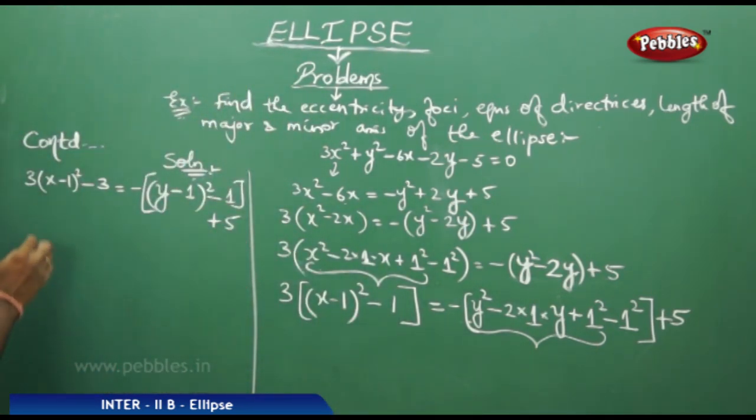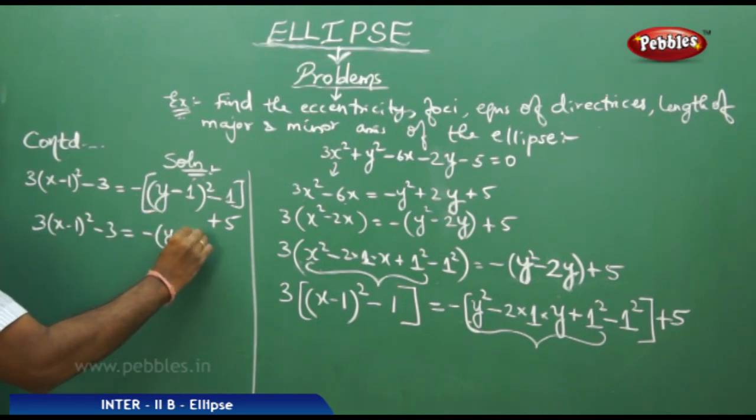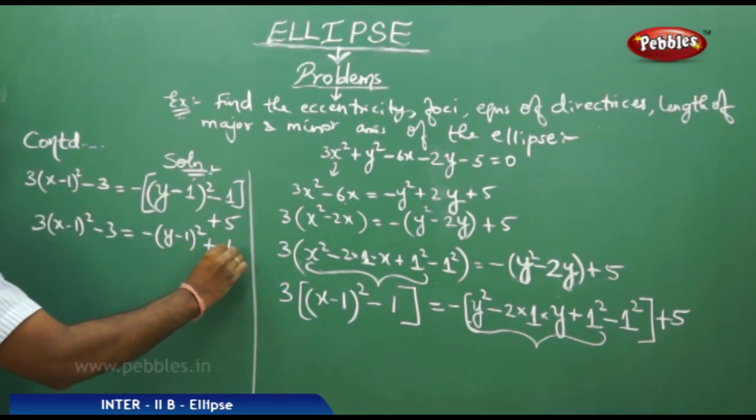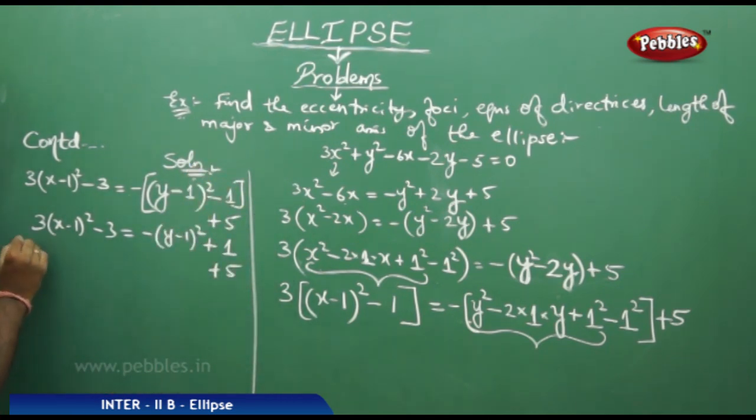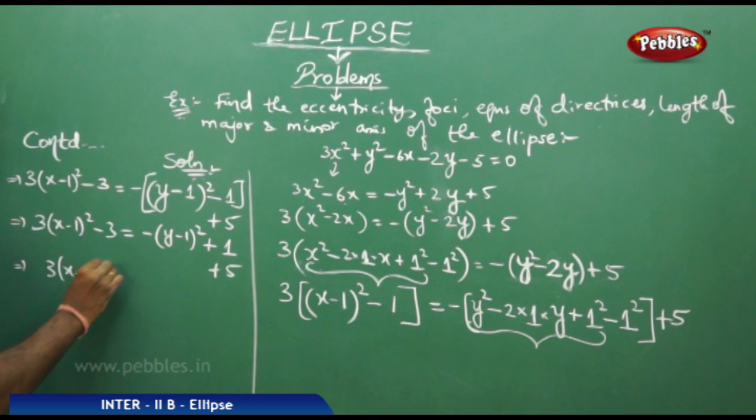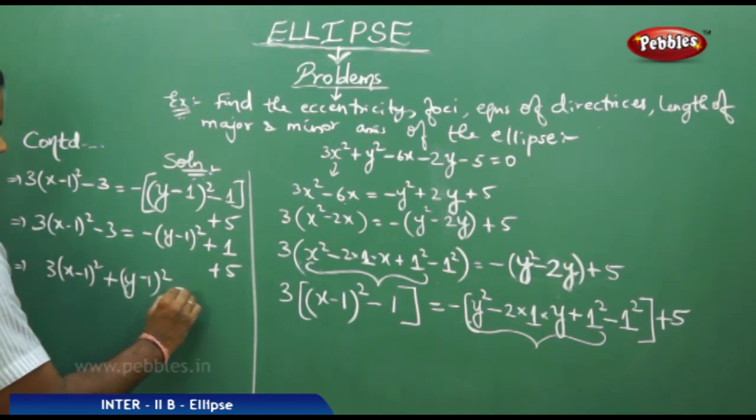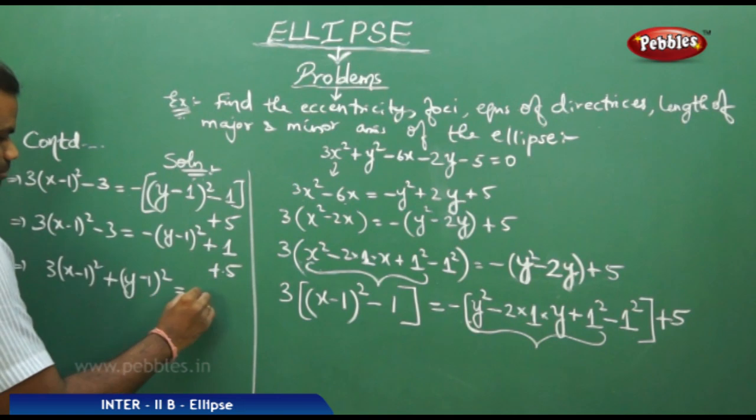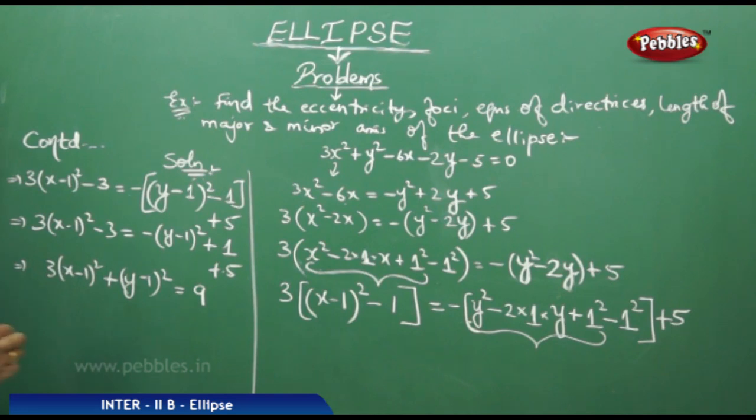Now this on further expansion gives 3 times of x minus 1 whole square minus 3 is minus times of y minus 1 whole square minus of minus 1 is plus 1 plus 5. This on further simplification gives 3 times of x minus 1 whole square minus, if I bring here, I get plus y minus 1 whole square, that is equal to 5 plus 1, which is 6, plus 3, which is 9. So all constants brought together and added gives me 9.